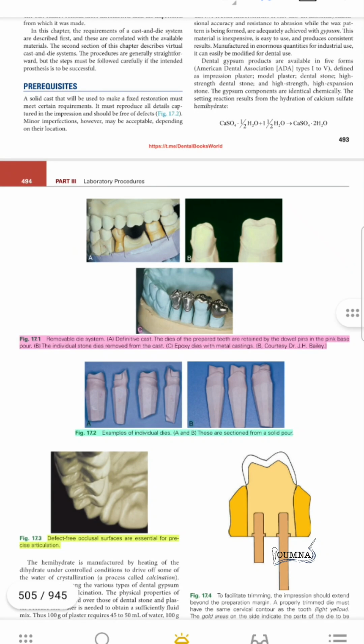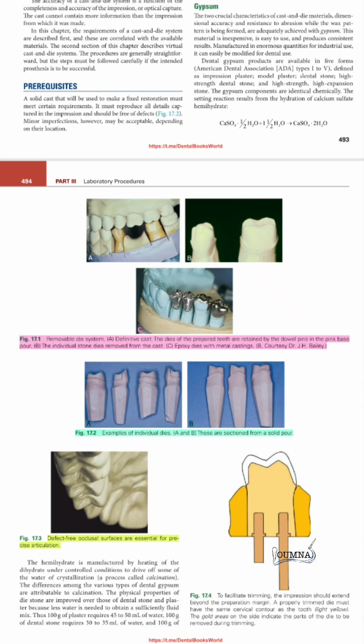We know that they are primarily made of gypsum, whether in its variation in different types, but the most important criteria is that the die must have no bubbles, be resistant to abrasion, and also be capable of enduring the high temperatures of the other laboratory procedures.